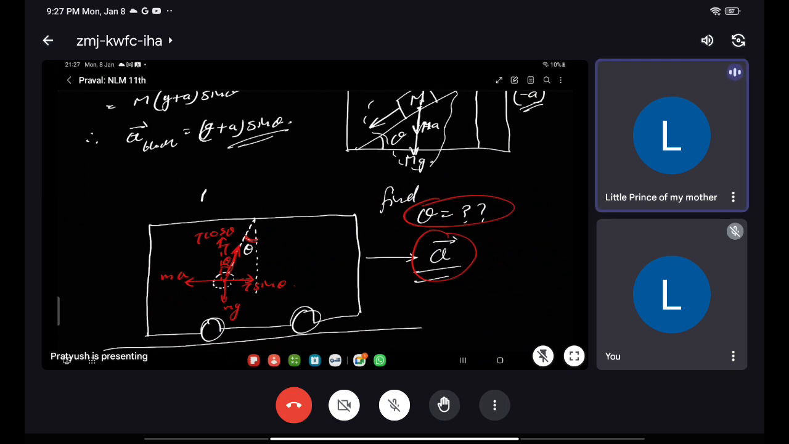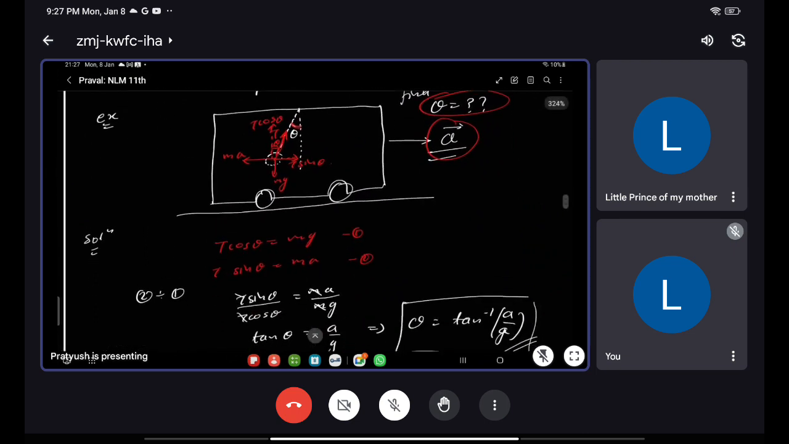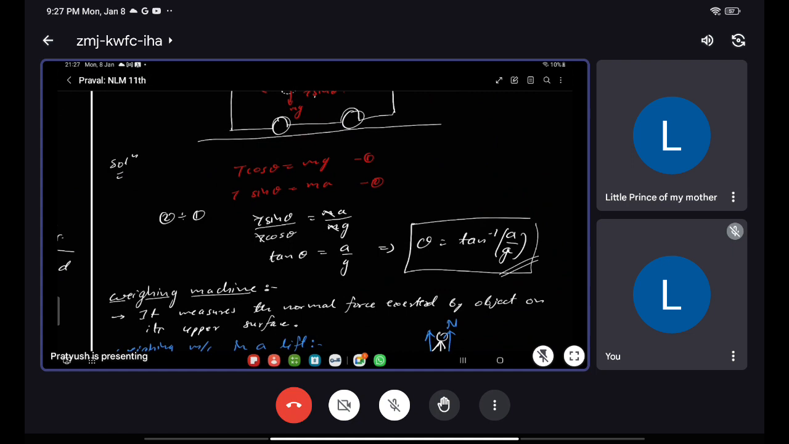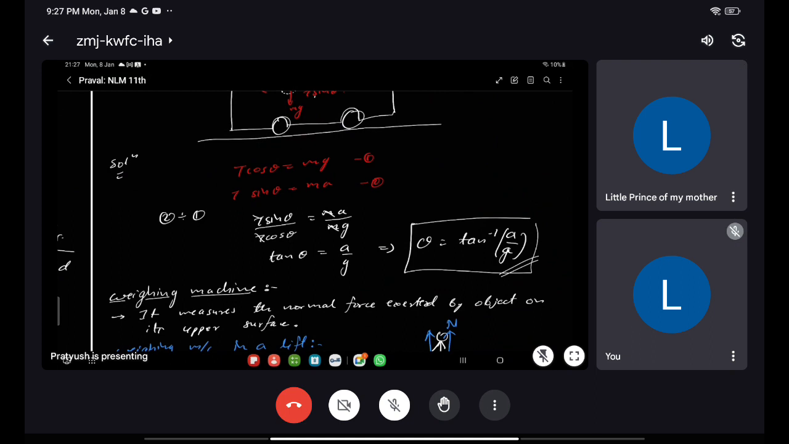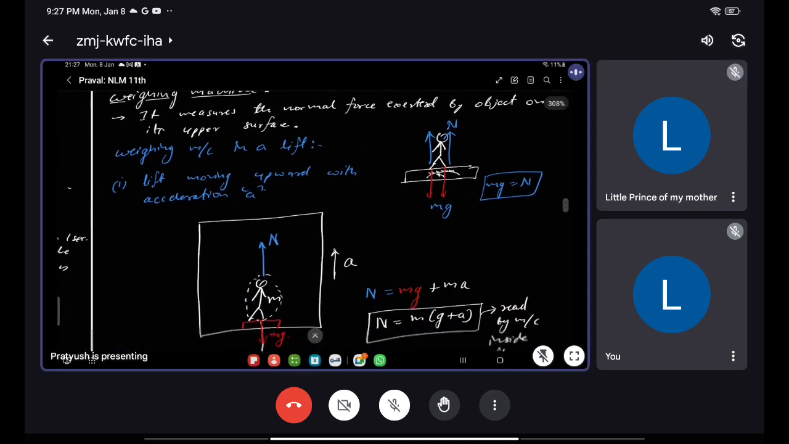And this one tan theta equal G by A, sir. Yes. Not G by A, it is A by G. So got it, sir. Sir, got it. Got it? Sir, got it, sir. Now next is weighing machine.